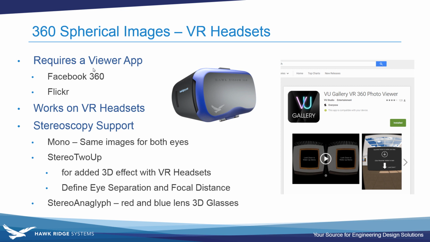There's a couple different things that you want to take in mind when you're doing this, which is the stereoscopy support. There's 3 different types. Mono, same images for both eyes. Now that's what I chose when I created this image.